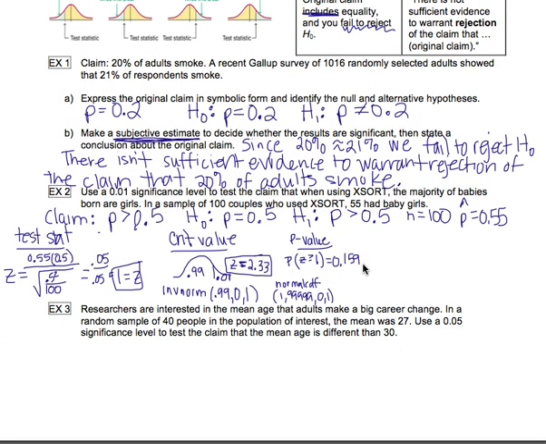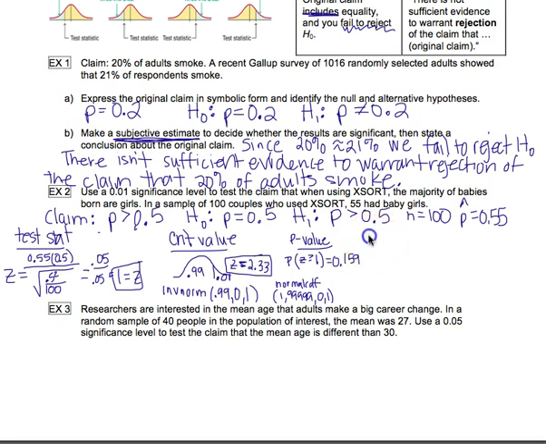Now, in most cases, we're not going to do both of these. In most cases, it's going to tell us use the critical value method or use the p-value method, or you get to choose. We normally wouldn't do both. I'm doing both because I want to clearly illustrate for you what you need to do in both cases.